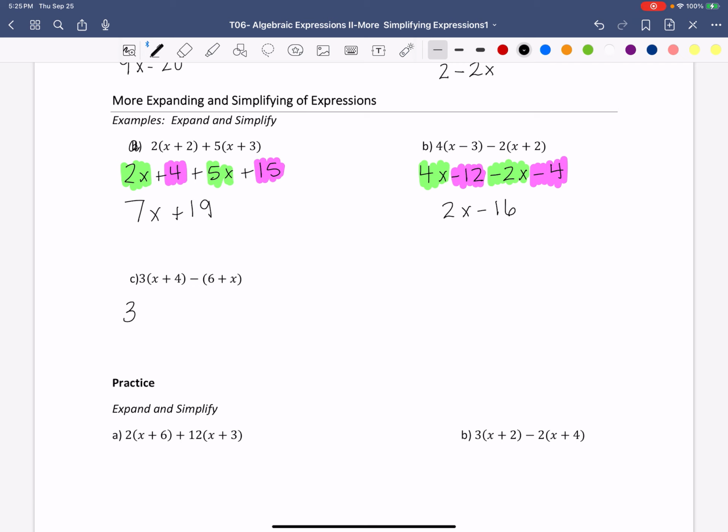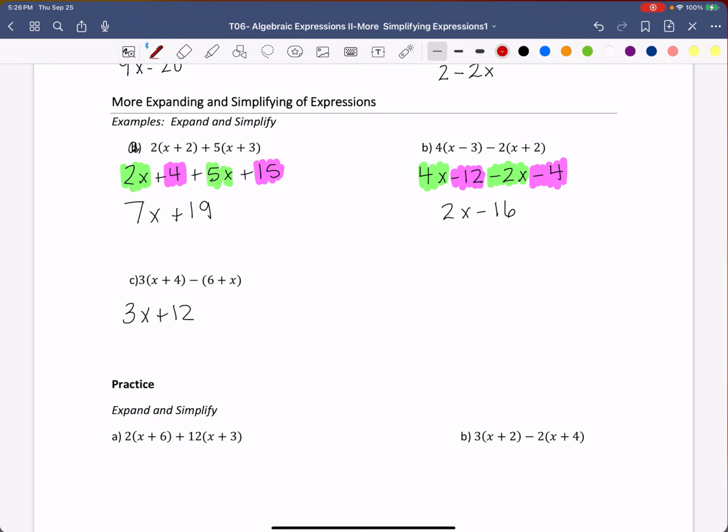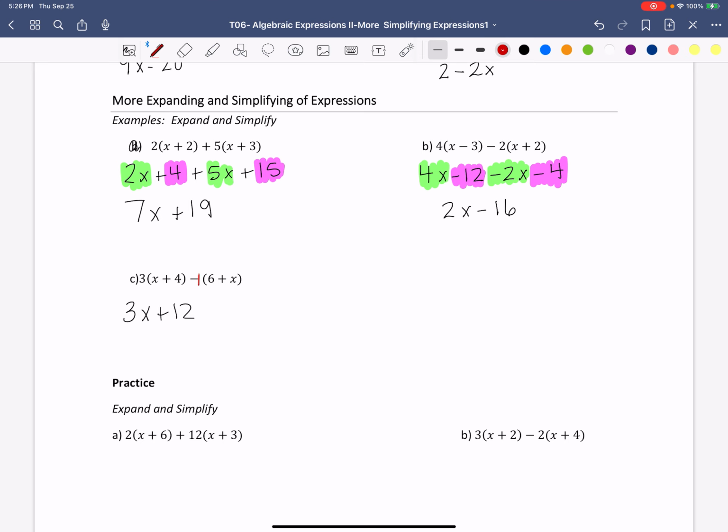We'll distribute that 3 into the bracket. So we have 3x plus 12. Now here we have then subtract bracket 6 plus x. Again, sometimes it's helpful to think of that as a 1, a -1. And we're going to distribute that into the bracket so that it opens up that bracket. And what we get is -6 and then -8. And then from here, identify our like terms and simplify. So then we get 3x minus x, 2x.